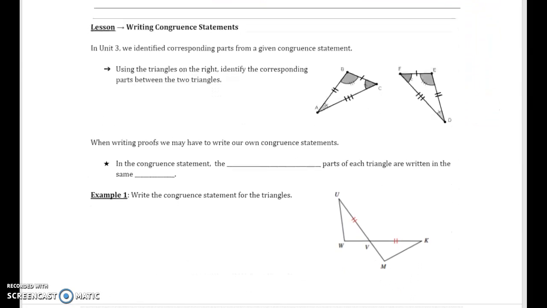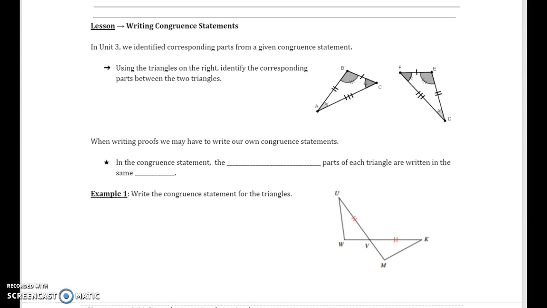So first things first, we're going to write a congruency statement. Remember in Unit 3, we identified corresponding parts from a given congruence statement, meaning that they had to be in the same order. So identify the corresponding parts of these triangles. Angle A corresponds to angle D. Angle B corresponds to angle E. Angle C corresponds to angle F.